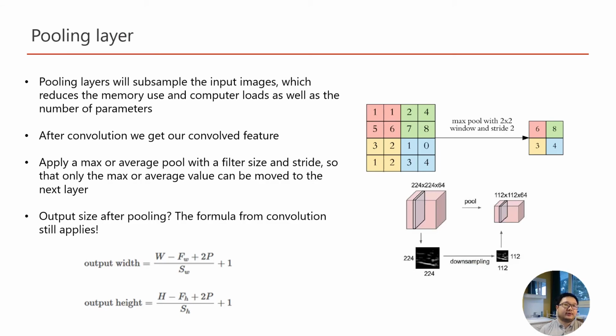So now let's talk about the pooling layer. The pooling layer will subsample the input images, which will reduce the memory use and computer load, as well as the number of parameters. This is often applied right after the convolution, once we get our convolved feature map. We can apply a max or average pool with a filter size and stride, so that only the max or the average value is moved to the next layer.